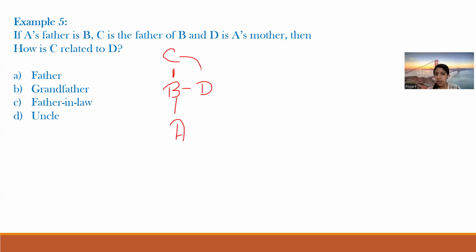How is C related to D? This is wife, this is husband. It's father-in-law, because C is B's father. So C's son is B and C's daughter-in-law is D. So it is option C, father-in-law.